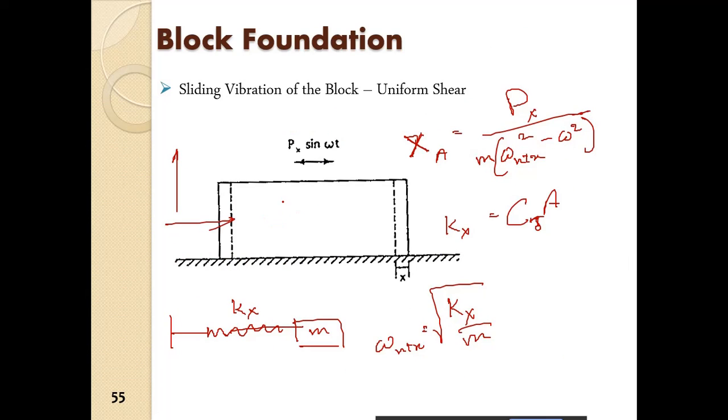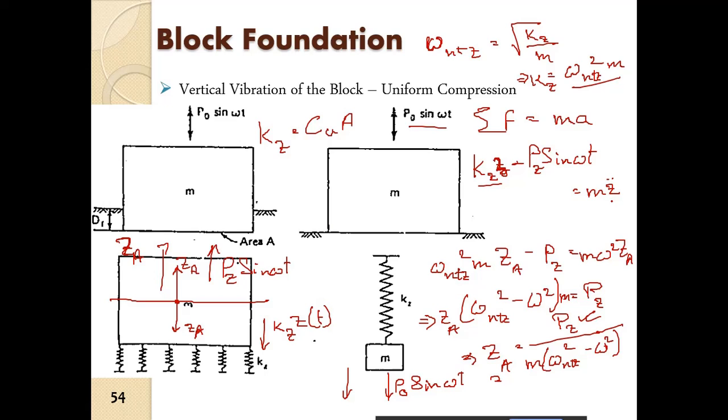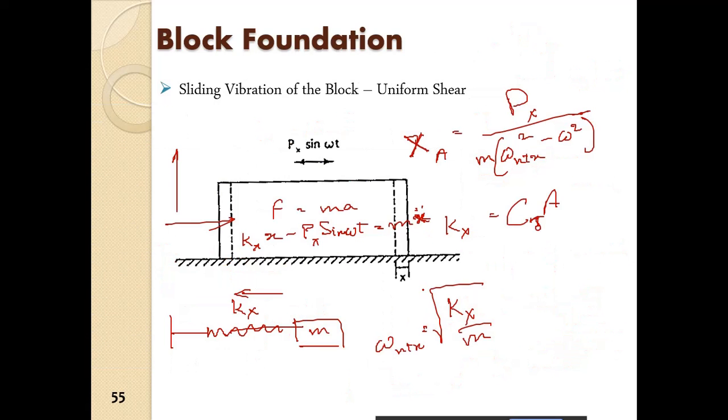Other things will remain same. So F equals ma, we start from there. So the forces in this, suppose we have the spring force here, Kx into x minus Px sine omega t is equal to mass into acceleration in the x direction, okay, and here we have acceleration in the z direction. So ultimately we have the maximum amplitude.